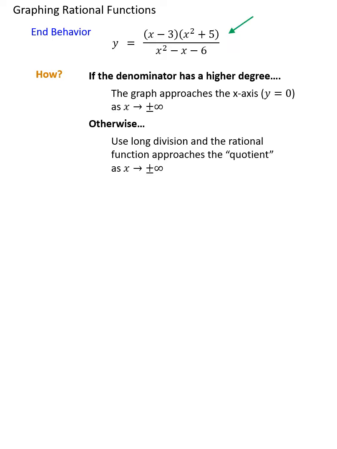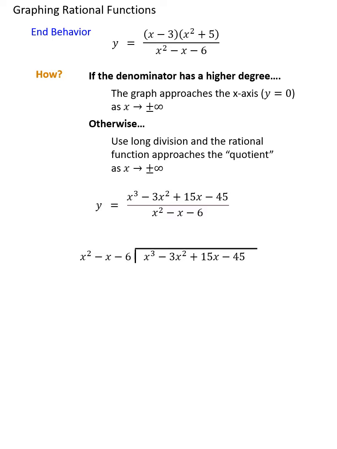If you look at the original problem, the numerator is a third degree polynomial. You could see that by imagining if you multiplied it out, you would get an x cubed. And the denominator is a second degree polynomial, so we're falling into the otherwise category here. Because the denominator does not have a higher degree, I'm going to have to use a process called long division and find the so-called quotient. And that quotient will more or less be my end behavior. Now, in order to perform the long division here, I have to actually multiply out the numerator. You may recall that long division is not performable unless the polynomials are all in standard form.